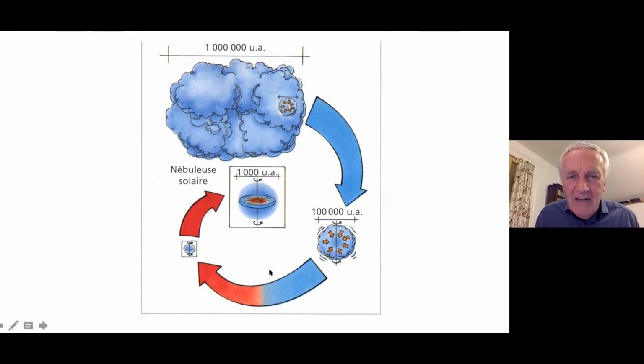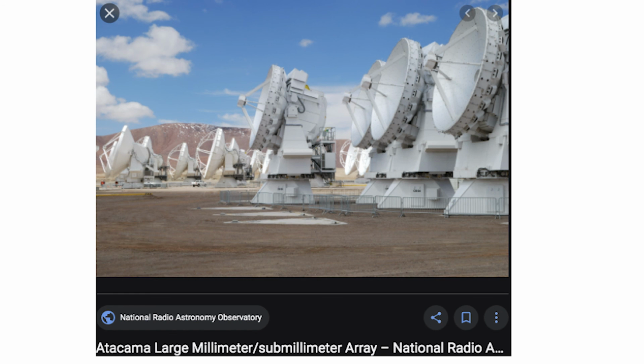And most of the material has ended up going to the center to form a new star. But because of the angular momentum of that fragment of the cloud, the whole lot is spinning. So we end up with a new star and a spinning disk around it in this way. We've been able to image those disks around new stars using powerful telescopes like this one here, the ALMA telescope, the Atacama Large Millimeter Submillimeter Array in the Atacama Desert in Chile.